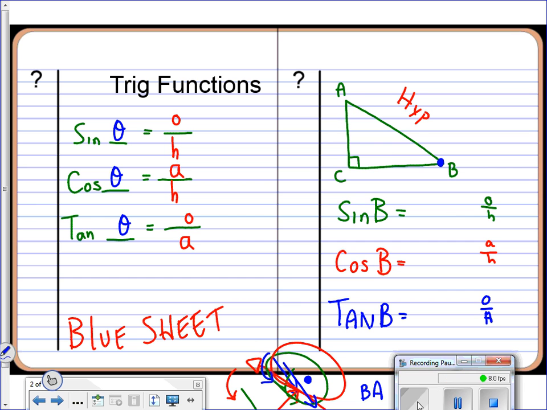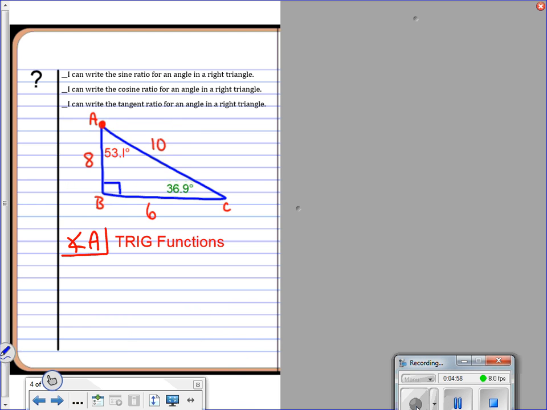All right, for me, I always write down those clues, just so I can kind of look at it. And so opposite of B is AC, and the hypotenuse is AB. It's that easy. That leaves me the adjacent side to angle B, which is the side BC. And of course, the hypotenuse is still AB. And the tangent is going to be AC over BC, opposite over adjacent.